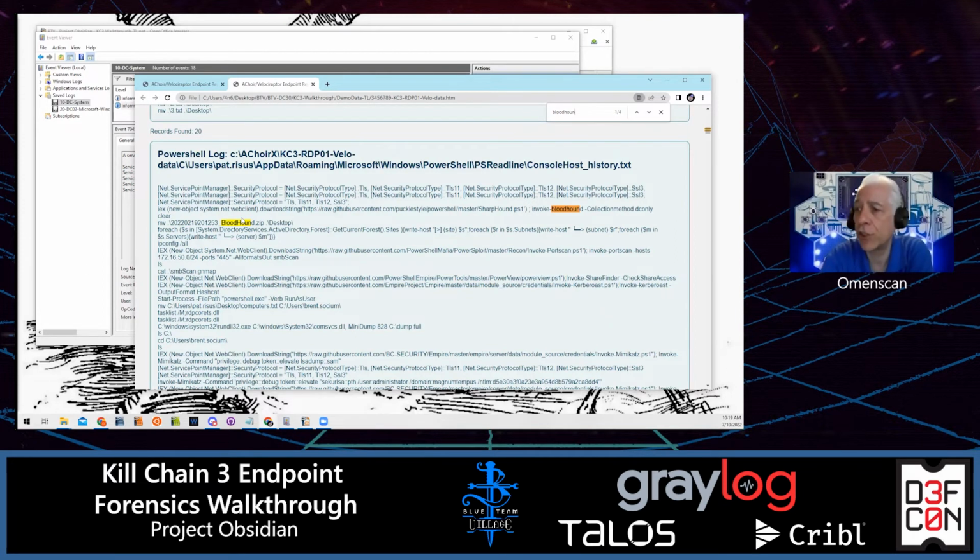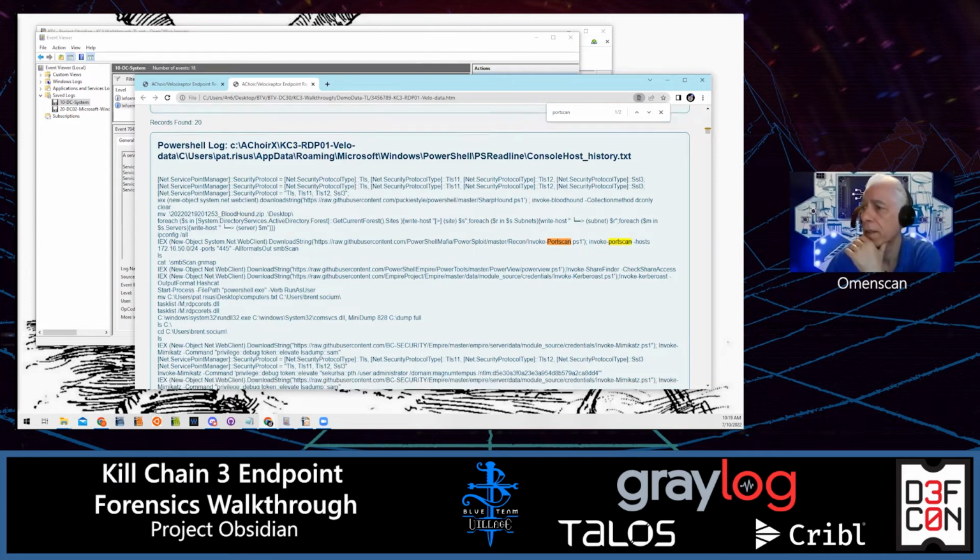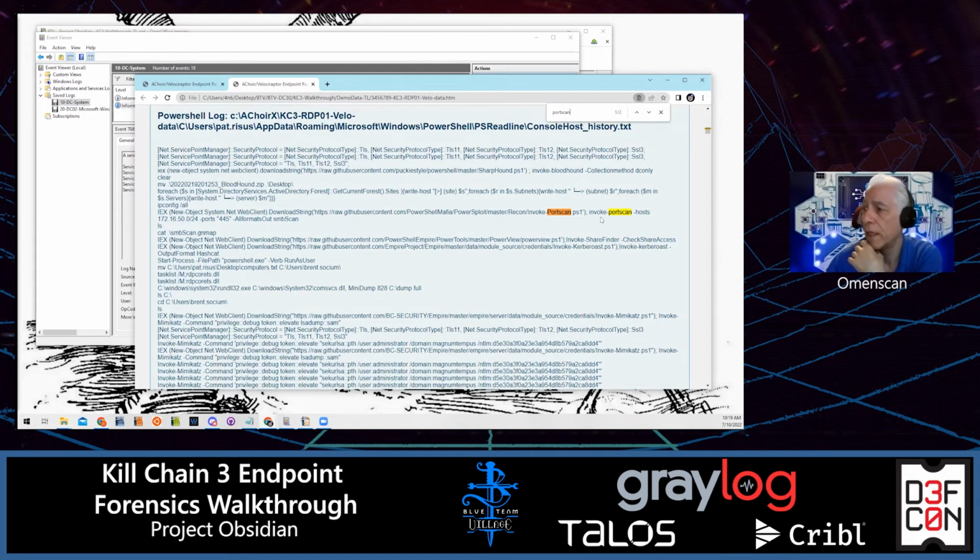Now, that's not an indication of the first time it was run. It's really an indication of what is available to us. So Bloodhound could have been run 5 times, 4 times. It could have been run once. But what we have in this evidence is that Bloodhound was run, and that it was run at a specific time. We also identified that a port scan was run. So again, looking in this console history, we identify that that port scan was run from PowerSploit.